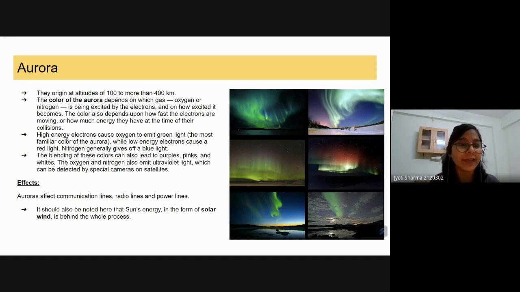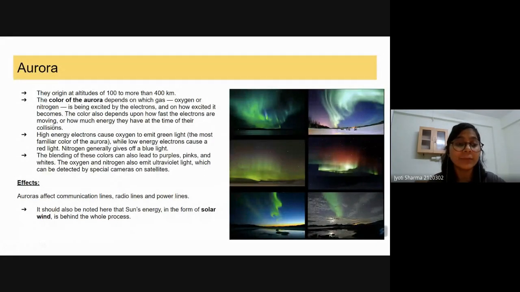For example, if higher energy electrons collide with oxygen, they will emit green light. And if low energy electrons collide with oxygen, they will give red light. But if the gas in the atmosphere is nitrogen and it is colliding with the electrons, it will give us blue light. Because we have blue light, green light and red light, blending of these lights leads to purple, pink and white colors. There is a very beautiful display of light we can see mostly in the polar regions. Whenever you go to Norway or Finland, you can see such a display of light in those countries, because they are near the polar region.